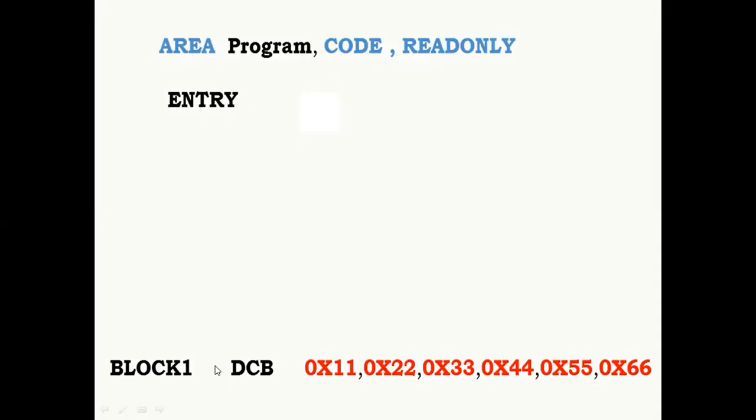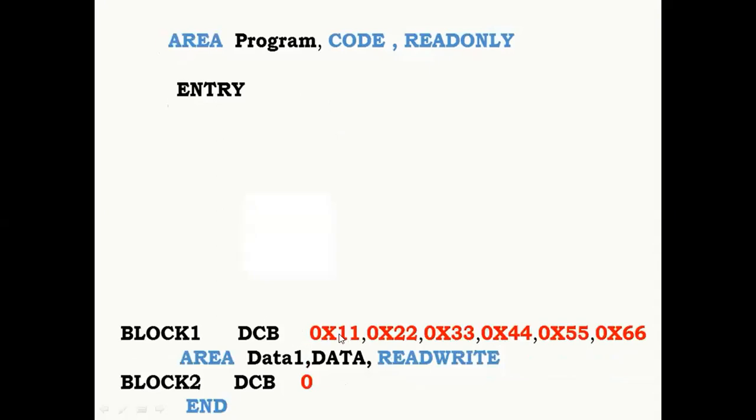So ENTRY. Here you are initializing some six bytes of values, 8-bit hexadecimal numbers, into block 1. So this is DCB, define constant byte. You are defining constant bytes. So six values you are initializing into block 1.